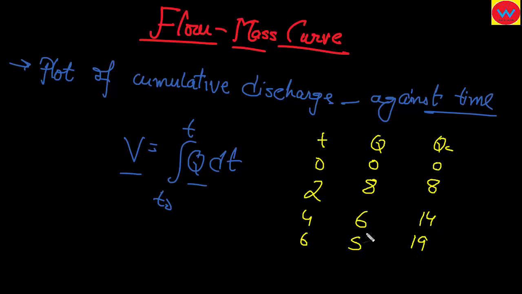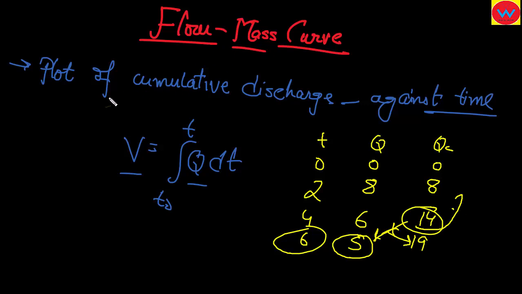So cumulative discharge means that at a particular time it is the summation of that instantaneous discharge plus all the discharges before it. So the flow mass curve will be a plot of cumulative discharge against time, as we have seen, and the ordinate of that curve is the integral of the discharge function with respect to time from t equal to t0 to time t.